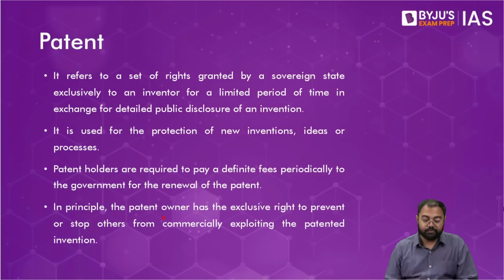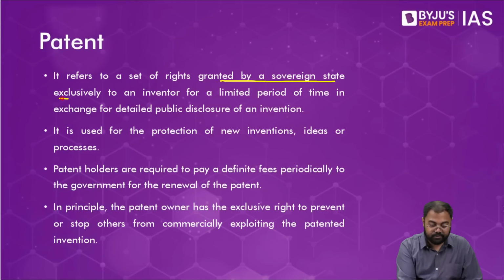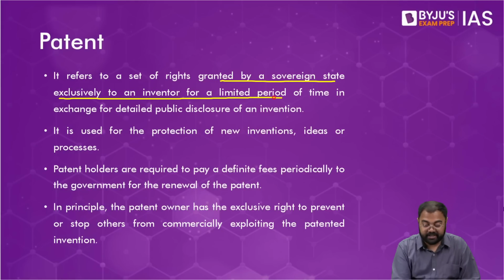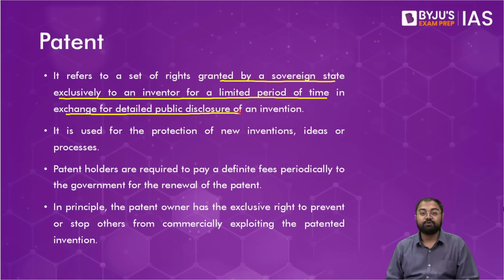Now, patents are granted by a sovereign state exclusively to an inventor for a limited period of time, in exchange for detailed public disclosure of the invention. Detailed public disclosure. Now, when we say detailed public disclosure, understand the meaning. Detailed public disclosure means that you will have to tell the government each and everything.